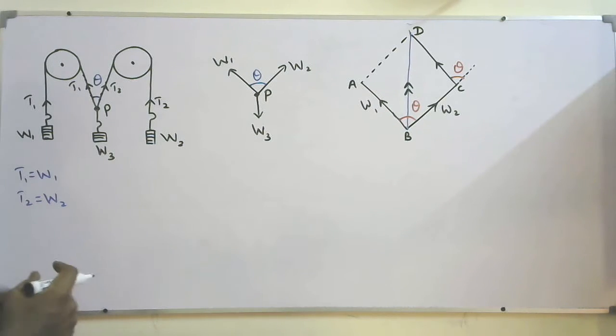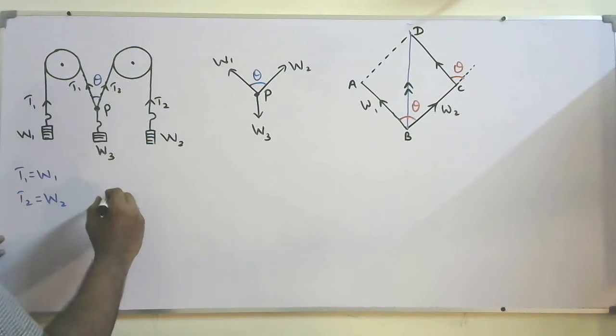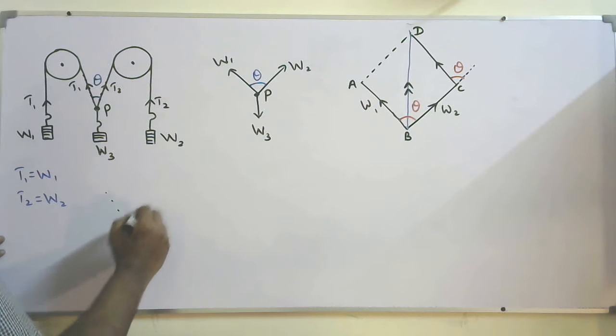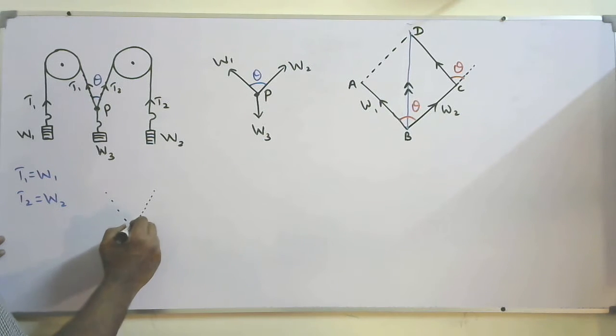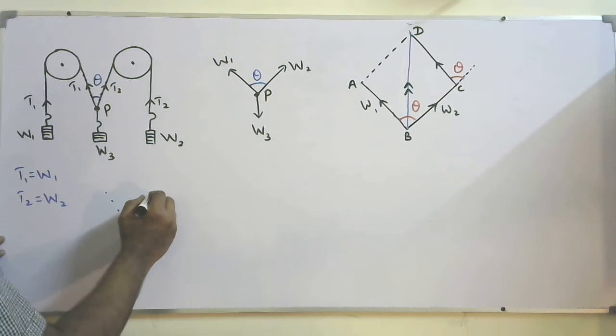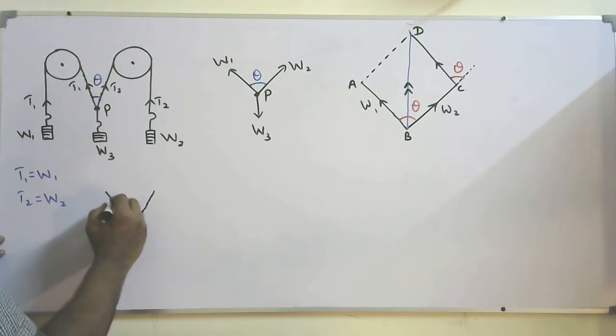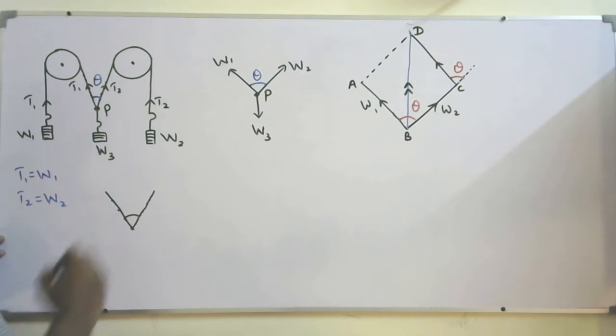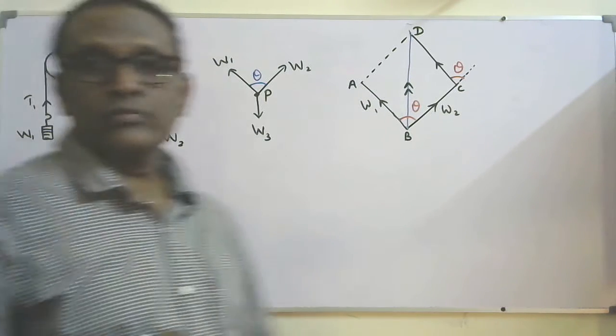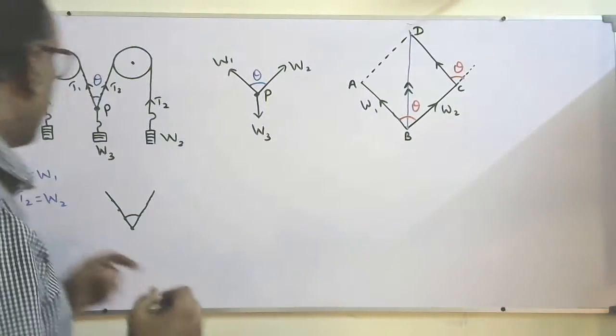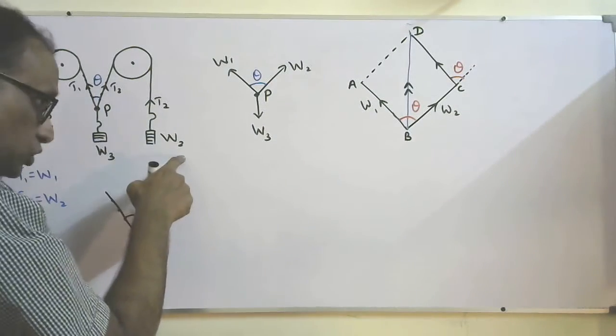Now remove the system, pulleys and everything. On the white sheet, you will see some dots like this. Using these dots, draw a straight line and measure the angle using a protractor. And you know the values of W1 and W2.